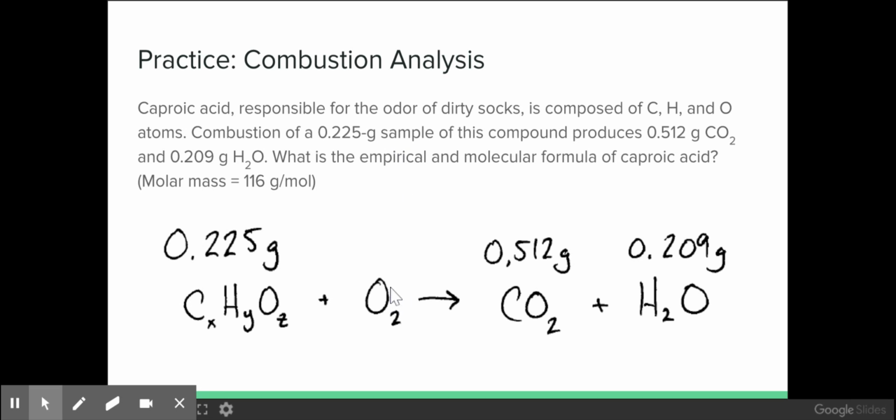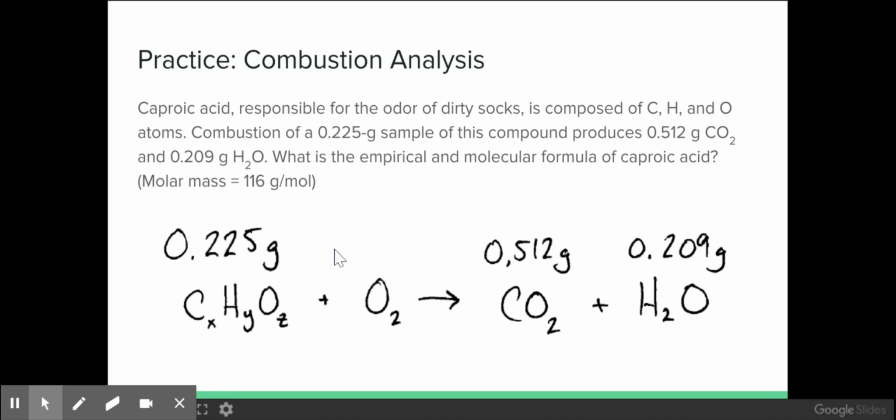It's burned in the presence of oxygen to make CO2 and H2O, and I know the number of grams of each of those compounds that was produced. So we're going to try to figure out what the empirical formula of this compound is first, and then from that information we can use the molar mass to determine what its molecular formula is.